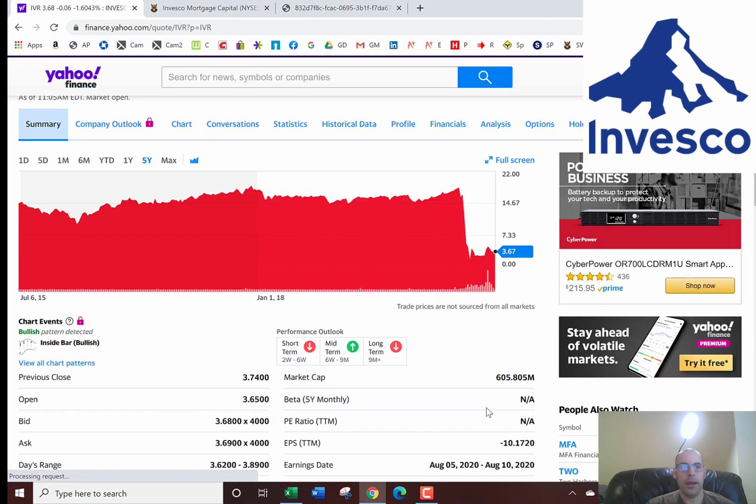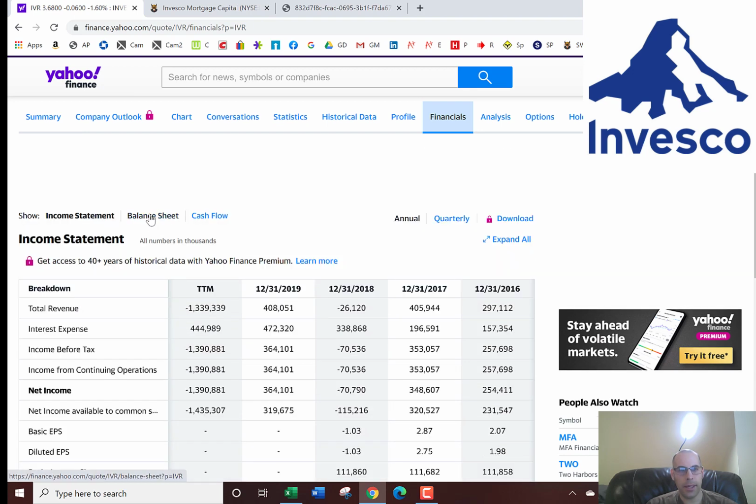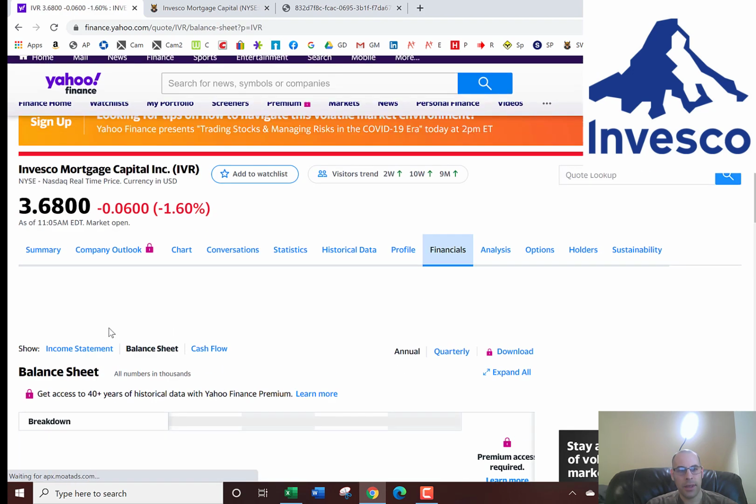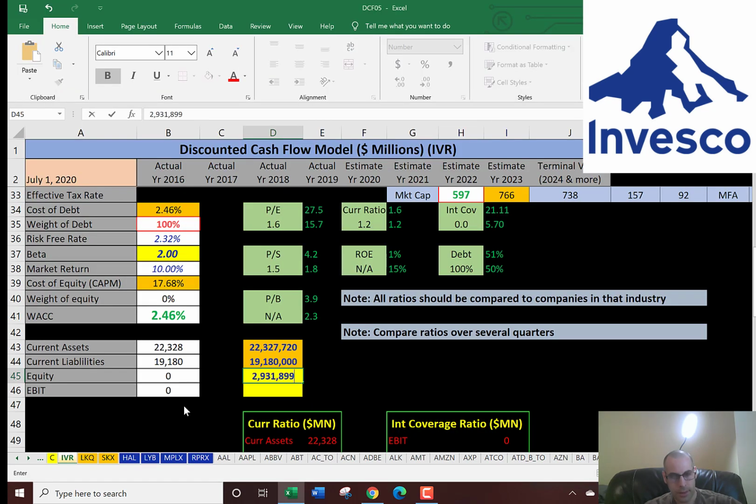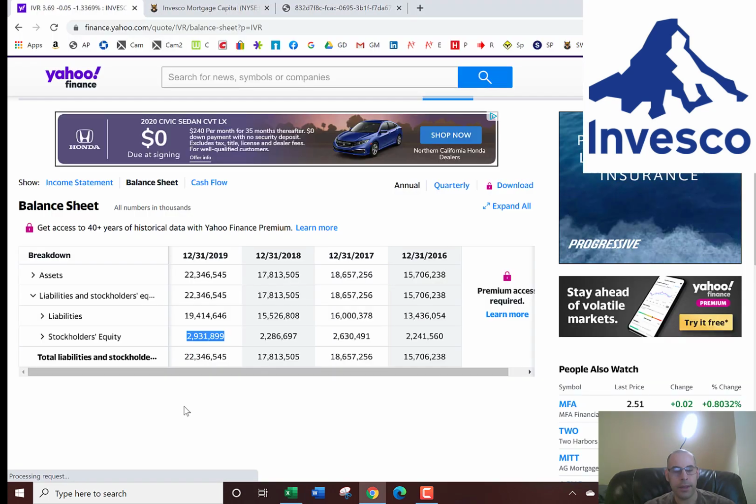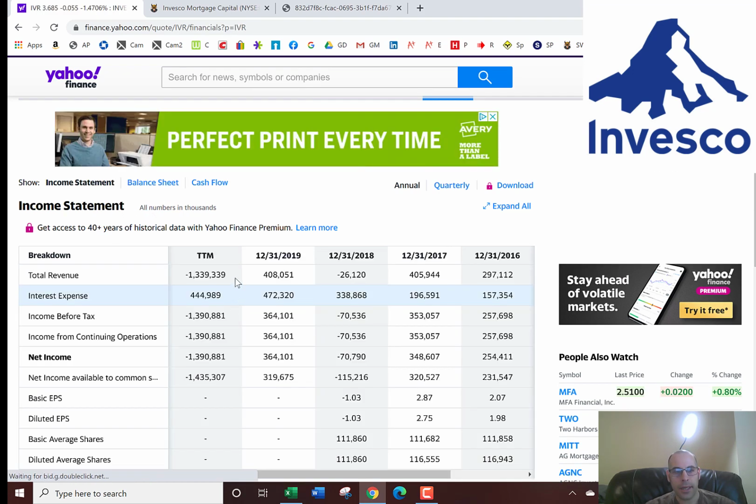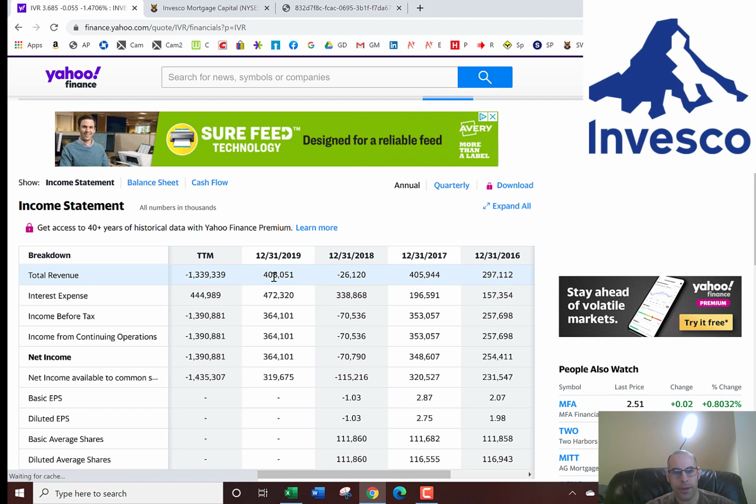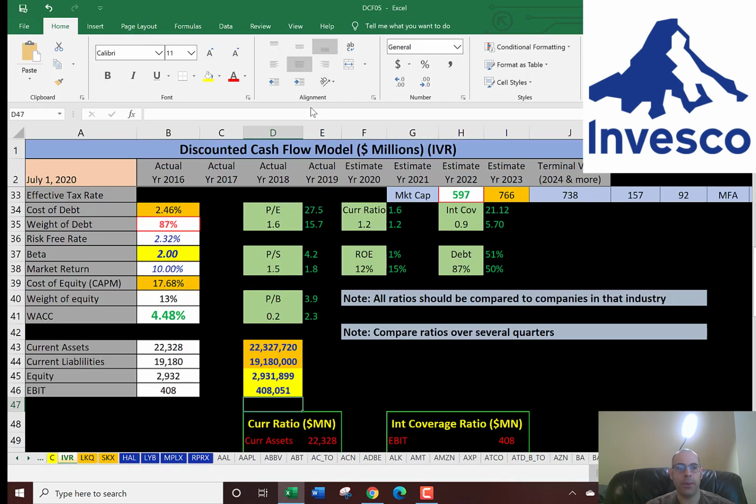And next we're going to get the equity for the company. That's the total value of the business according to the balance sheet. That's total assets minus total liabilities. And the equity is $2.9 billion. Put that onto the model. And we need the EBIT, earnings before interest and taxes. And for this company, that's just going to be their revenue. It's $408 million.